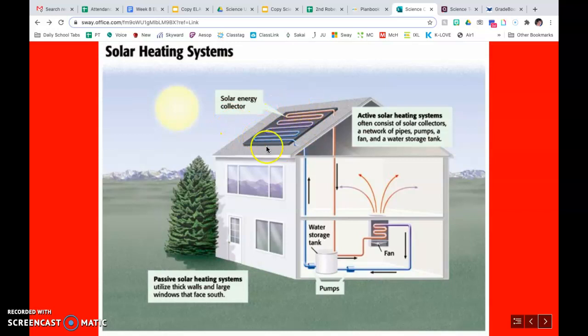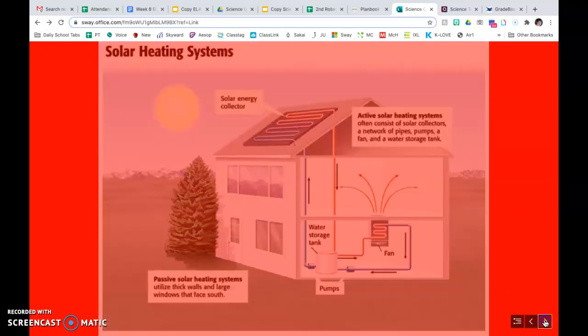So you have some type of solar collector. A lot of times people will put those on the roof of the house. Sometimes you'll see them out in a field nearby. Active solar heating systems often consist of solar cell collectors, a network of pipes, pumps, and a fan, and a water storage tank. Passive solar heating systems utilize thick walls and large windows that face the south. That way they can absorb the sun's radiation, absorb its heat energy.